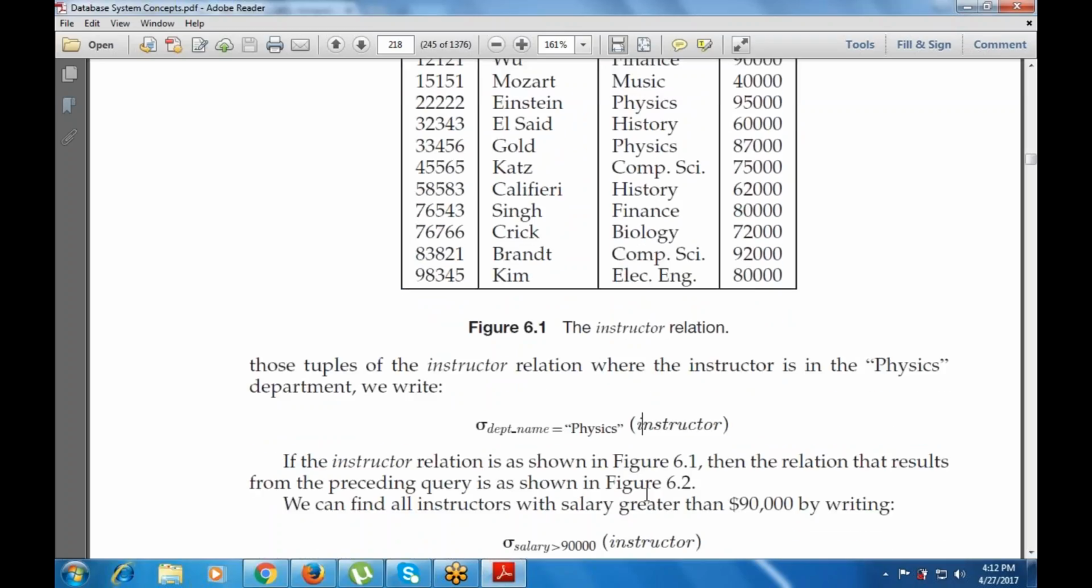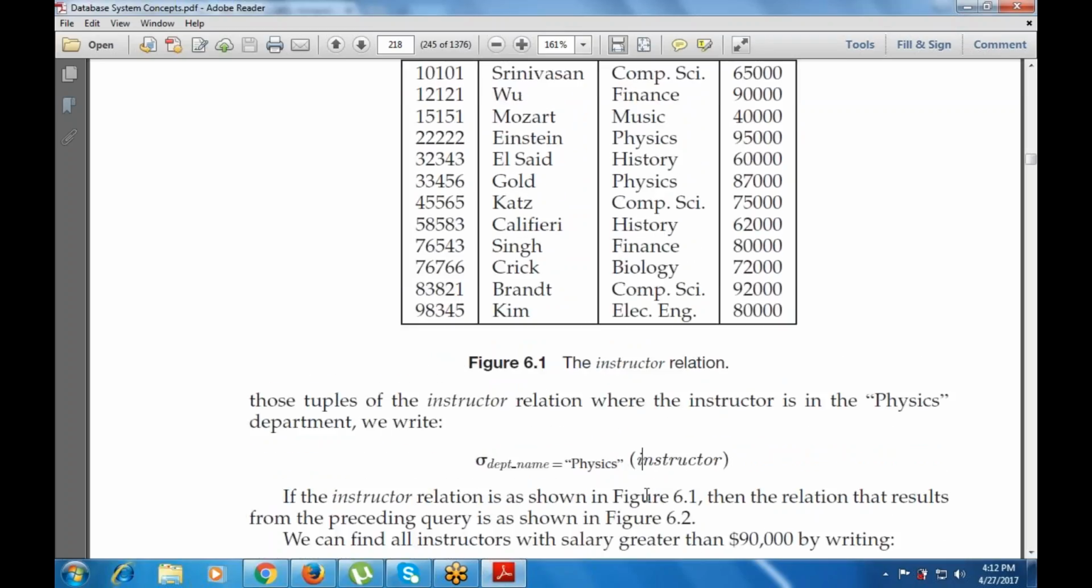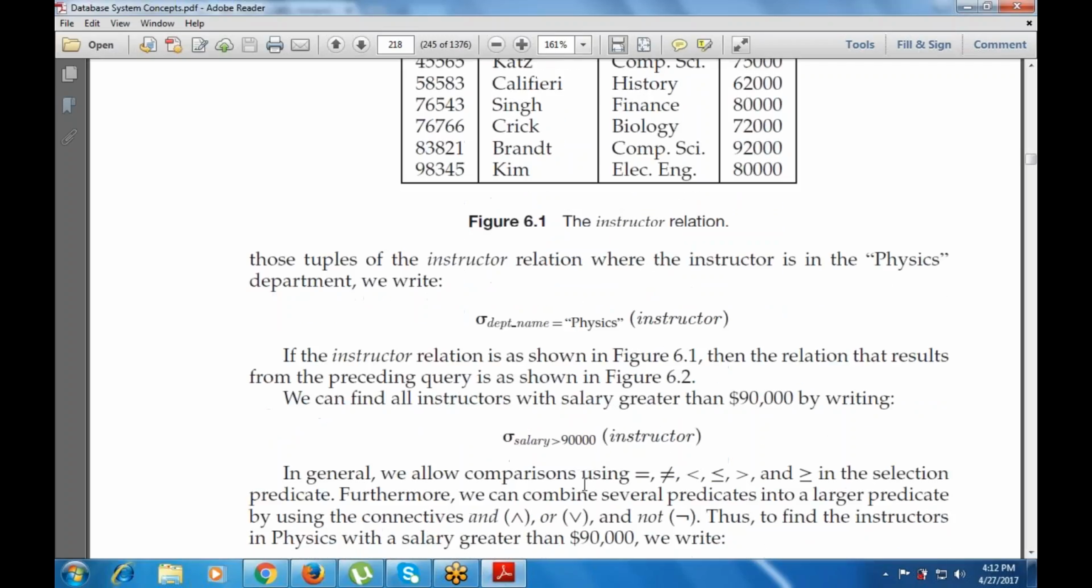If the instructor relation is shown here, the relation that results from the preceding query is given here. We can also find all the instructors with a salary greater than 90,000 by writing this. This is a select, that is sigma salary greater than 90,000, on the table instructor.